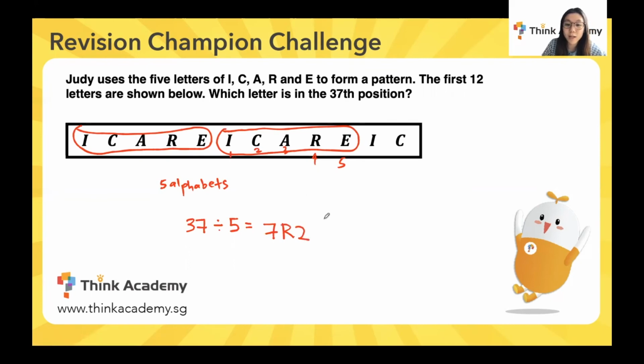Correct? So what this means is that it has 7 groups of I-C-A-R-E. Okay, 7 groups of the 5 alphabets and a remainder of 2. Okay, so over here, we know that the next two alphabets would be I and C. So the 37th one should be a C. Okay, so the answer is C.